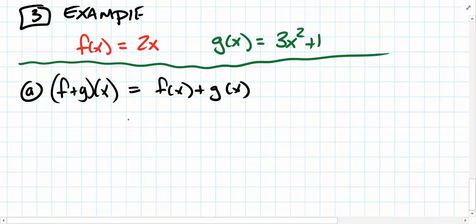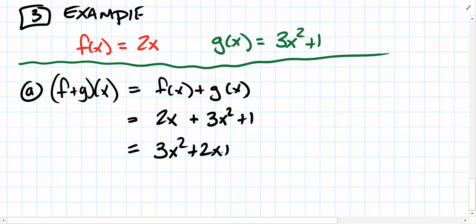Okay. And how much is f of x worth? 2x. It's worth 2x. And how much is g of x worth? 3x squared plus 1. Nice job, Adrian. So just rewriting this in standard form, I'd get 3x squared plus 2x plus 1. Oh, that's a bad box.